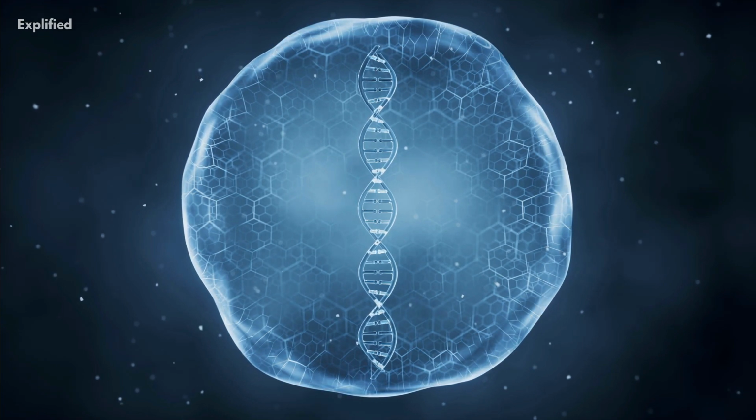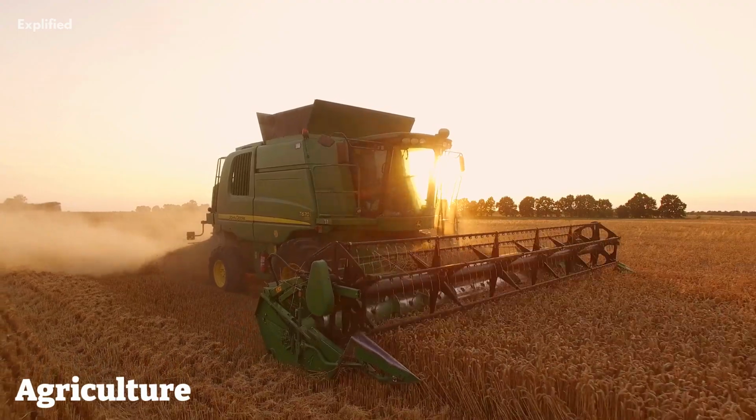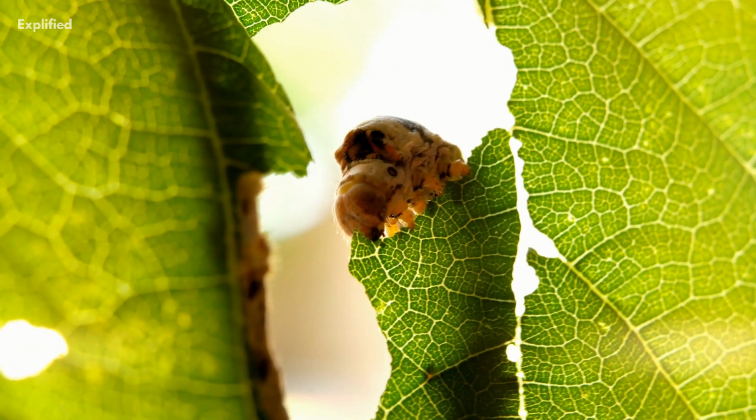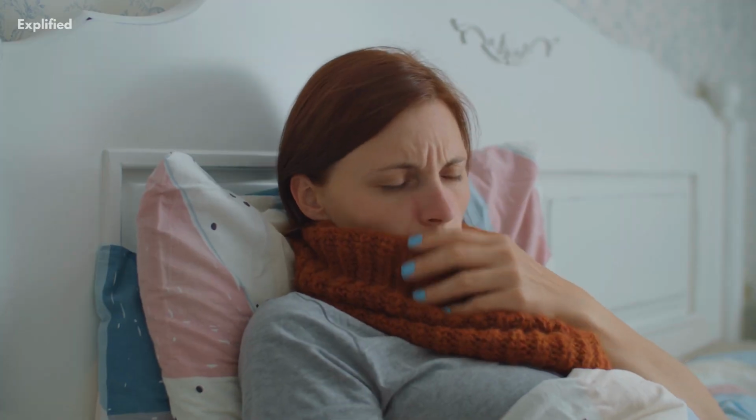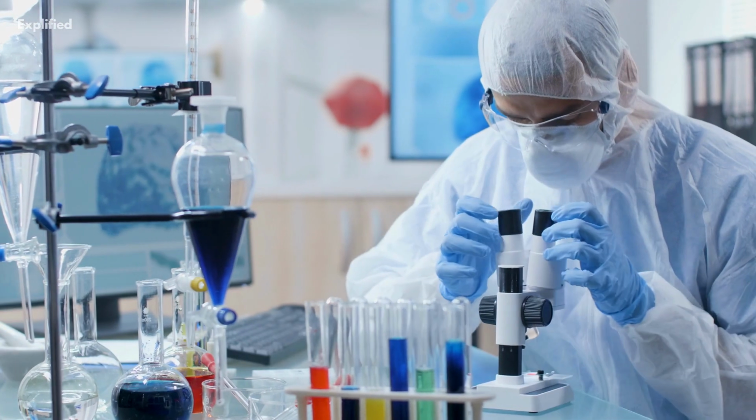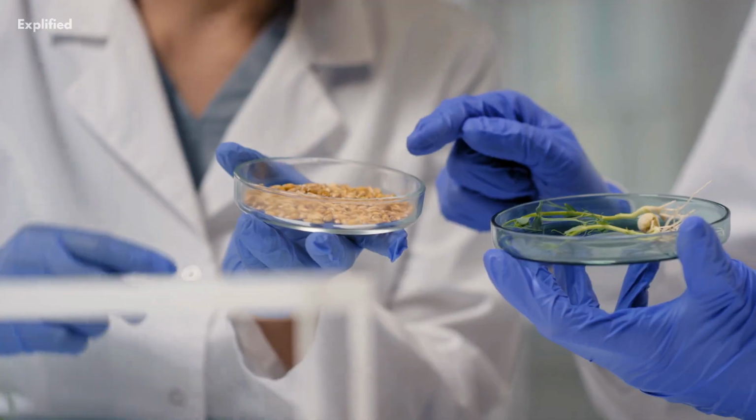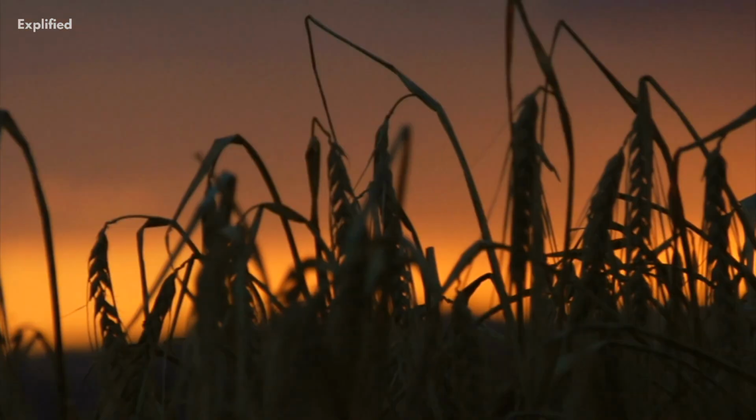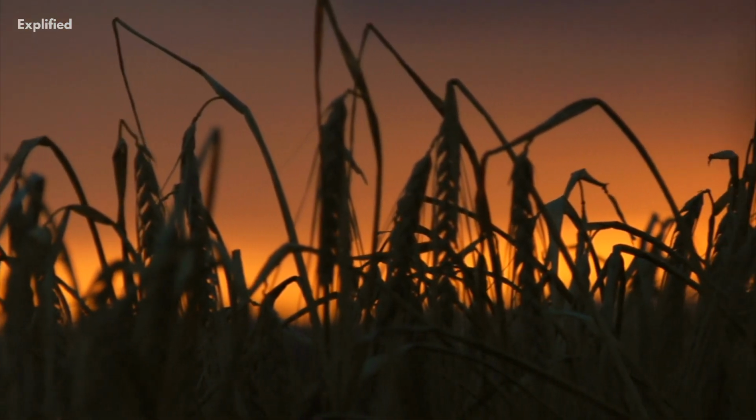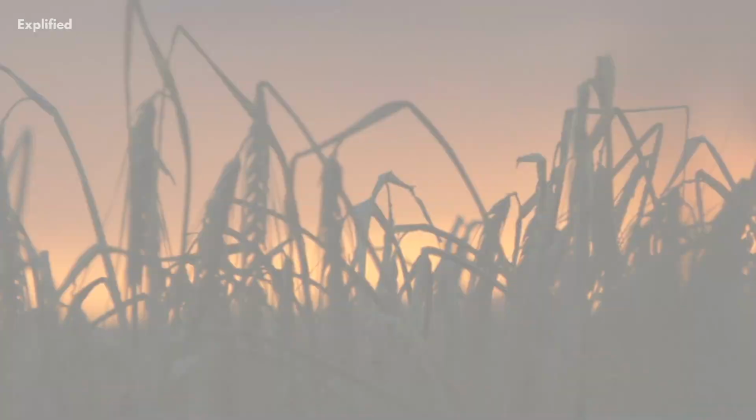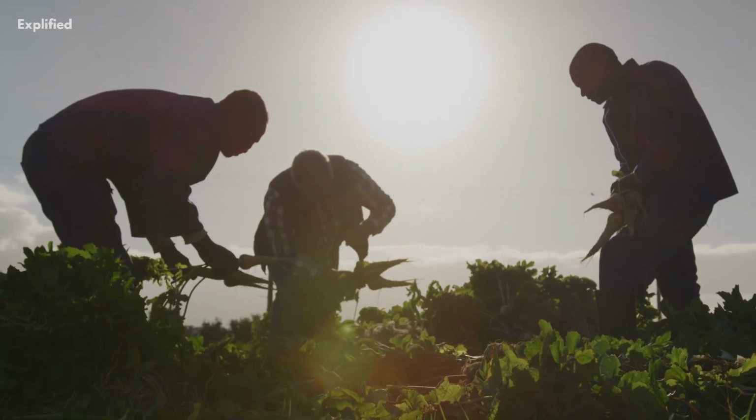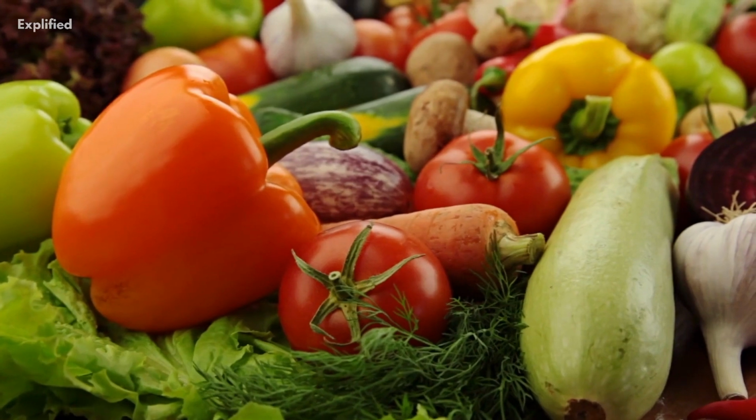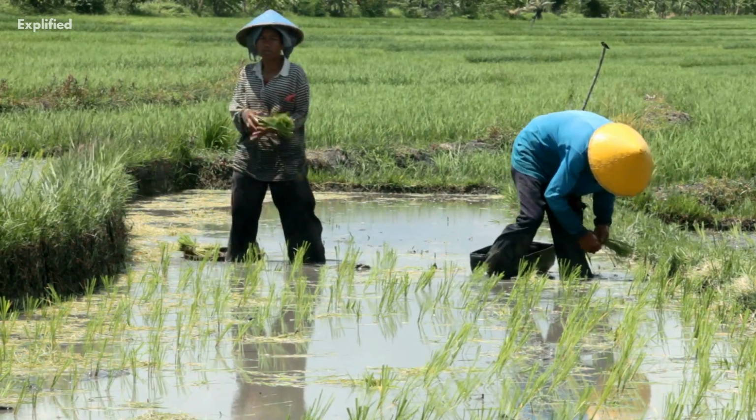Next, genome editing can also be used in agriculture to create crops that are more resistant to pests and diseases. Scientists can use genome editing techniques to modify the genes of crops, making them more resilient and less susceptible to environmental stressors. This could help to increase crop yields and improve food security, especially in developing countries.